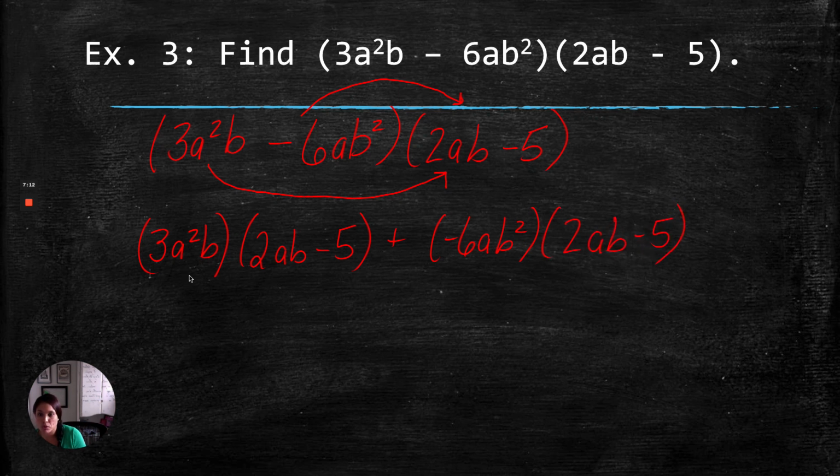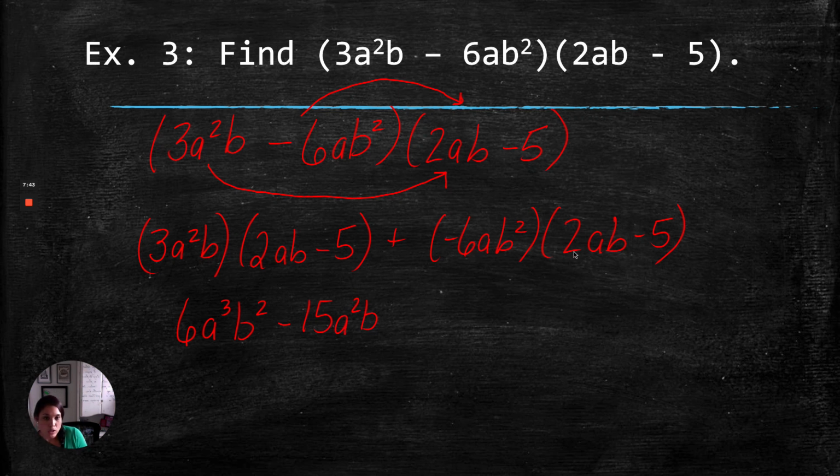Now let's distribute that. So 3 times 2 is 6. A squared times a is a cubed. That is because of the product rule. You add the exponents. This is 2 plus 1, which is 3. B times b is b squared. And then 3 times negative 5 is negative 15. And I'm just going to bring down the variables with the exponents.